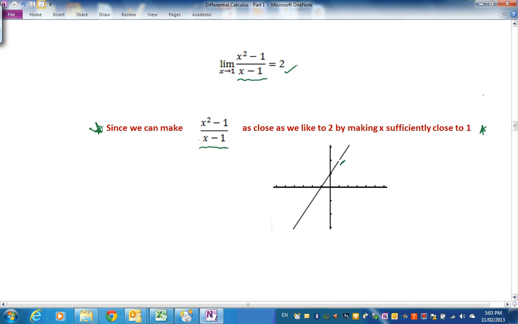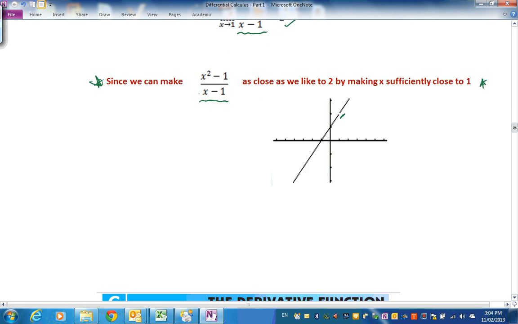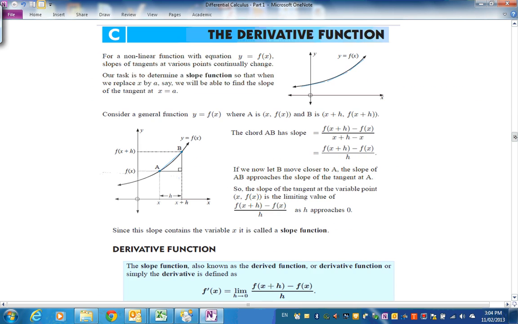We can get right up to close to 1. It can be 0.99999 or 1.0001, and we get closer and closer to 2. Okay, so that's the limiting value. Alright, so that's giving you a bit of background to how Newton looked at the slope of the tangent by taking the limiting value of the slope of the chord as you brought 1 point closer. Interesting theory, isn't it?